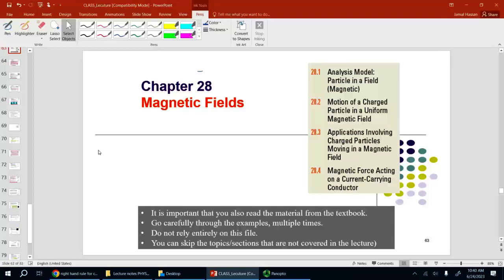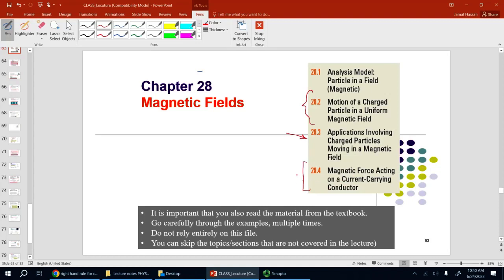Okay, hi everyone. This is chapter 28, 4 sections. We're going to talk about particles inside the magnetic field and motion of these particles inside magnetic field. We're going to take maybe 3 or 4 applications. And then the last part, we're going to introduce magnetic force acting on a current carrying conductor.